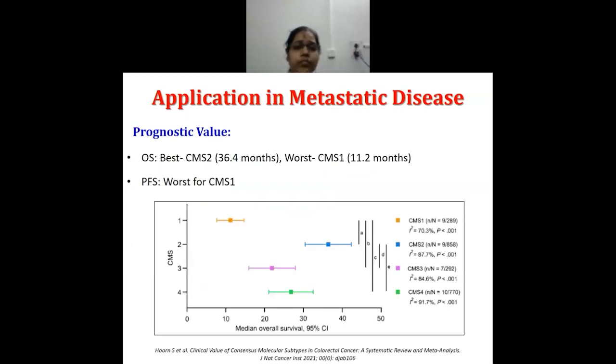Now, coming to the application in the metastatic setup, prognostic value also holds true in the metastatic setup for colorectal cancer molecular classification. As we can see from this representation, the overall survival was found to be best for CMS2, which is indicated by the blue bar, at 36.4 months, while it was worst for CMS1, shown by the yellow bar, at 11.2 months. Progression-free survival was found to be worst for CMS1. This data has been taken from a meta-analysis published in the year 2021.